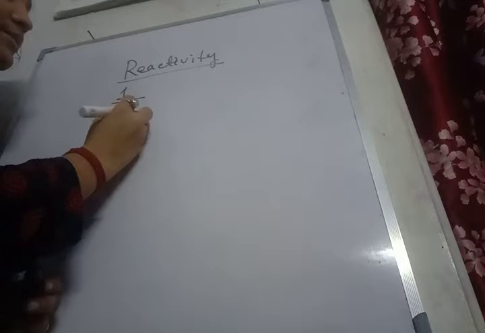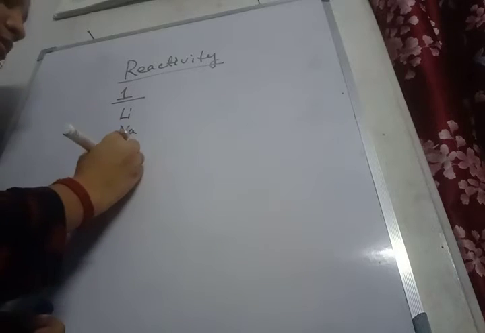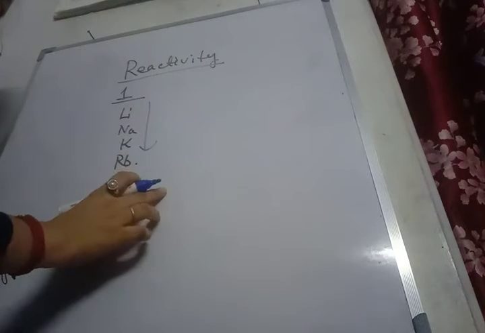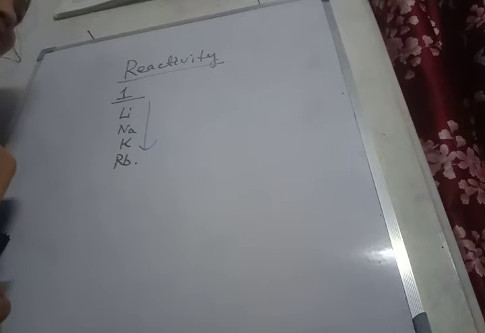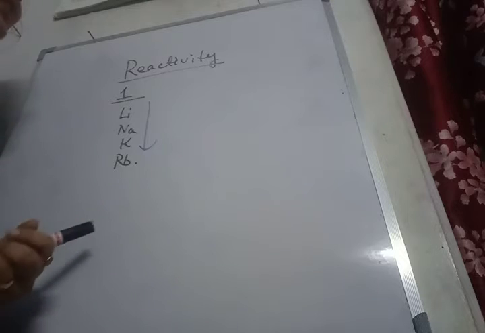So if I consider group 1, I have what? Lithium, then sodium, potassium. So these three elements we have. We also have rubidium. So on moving down a group, we get to see the reactivity increases. That means what? This increase in the reactivity is due to the increase in the metallic character. Okay, so reactivity down a group increases because of the increase in the metallic character.